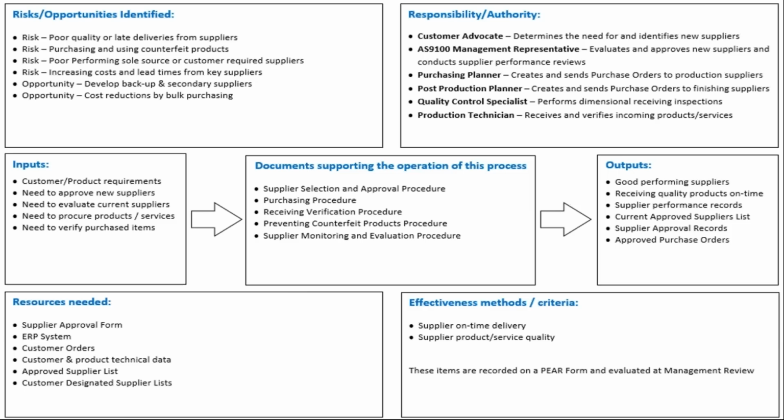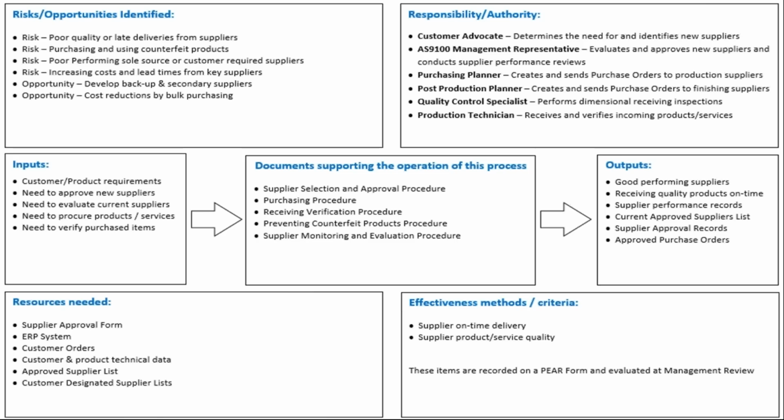So for example, 4.4.1 says you have to determine the risks and opportunities associated with the process. That's in the top right box. You have to identify the responsibility and authority for the process. That's in the top right box. You have to determine the KPIs needed. That's in the bottom right box, et cetera, et cetera. The inputs and outputs are on the left and right.